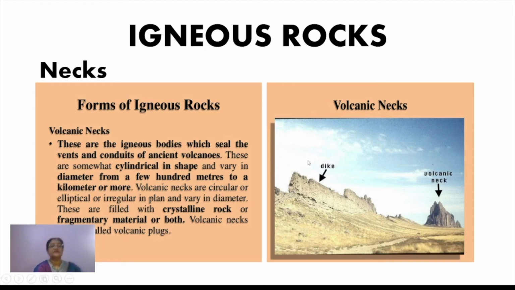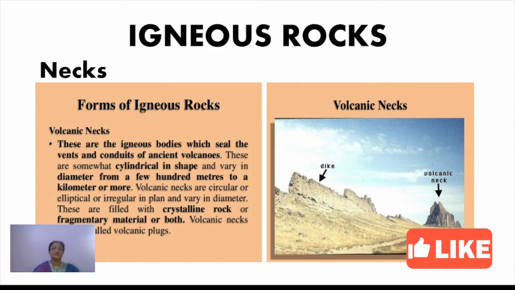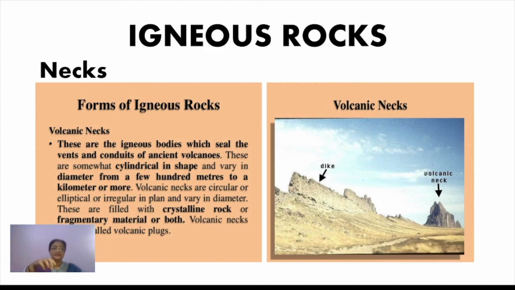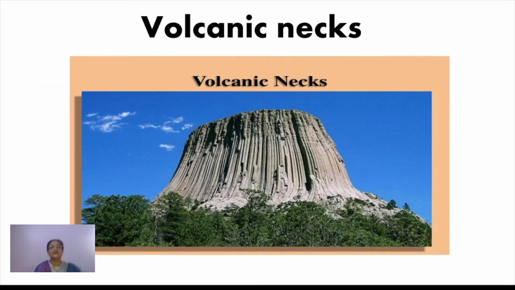These are the igneous bodies which seal the vents, or the conduits, of ancient volcanoes. They are somewhat cylindrical in shape, and volcanic necks are also called volcanic plugs. Many times these necks are formed right in the vent itself, which doesn't allow the magma to go out. So these are called plugs, which are blocking the way. Now, this is one of the examples of a volcanic neck.